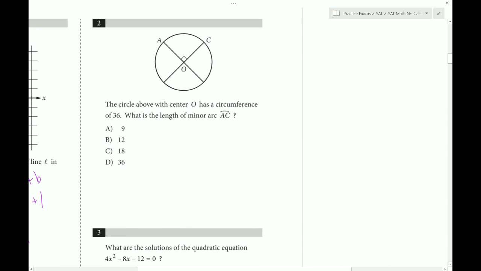The circle above with center O has a circumference equal to 36. And we've memorized our circumference formula, which is 2 pi radius. And then we can therefore plug this in for C. 2 pi radius equals 36. Divide by 2 pi, divide by 2 pi. So we can actually figure out the radius. In this case, it's 18 over pi. May or may not need it.